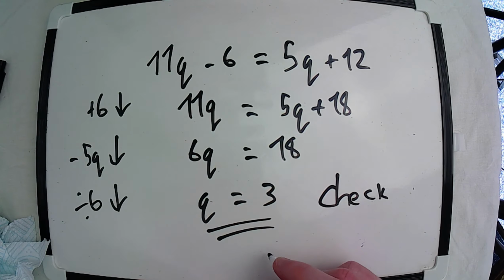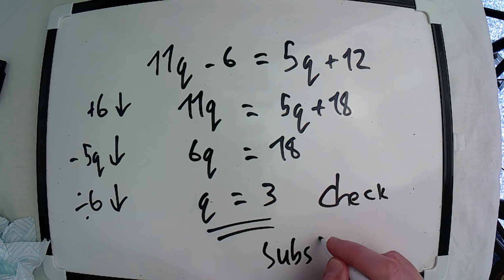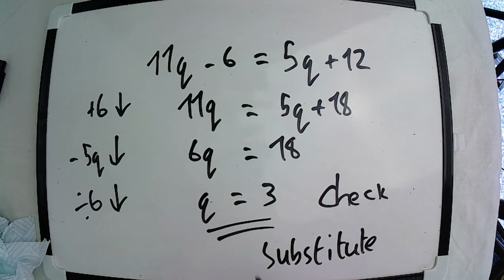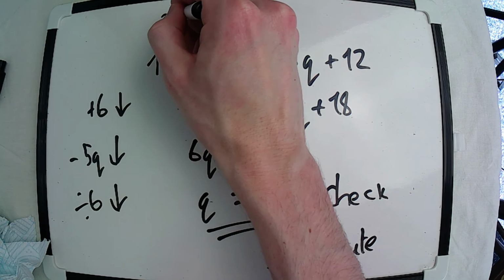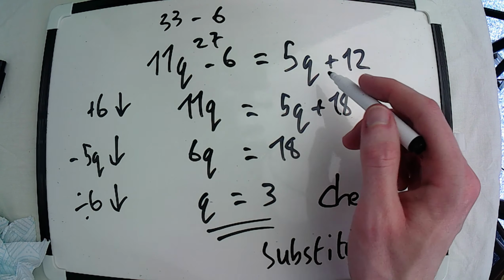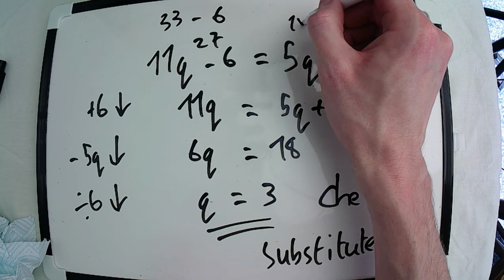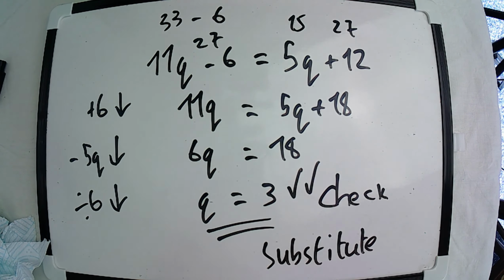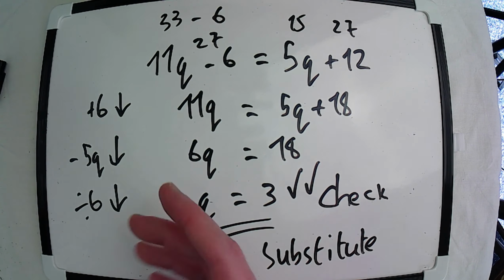Q is 3. You want to substitute this back into the original equation. You could substitute at any stage. Q is 3. 3 lots of 11 are 33. Subtract 6, 27. 5 lots of 3 are 15. Plus 12 is 27. We'll just give ourselves a double tick. Okay, did you get the answer? Was Q equals 3?